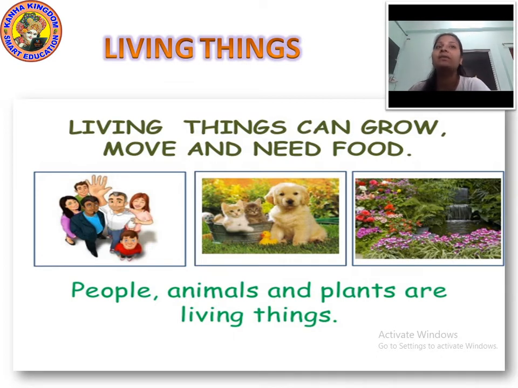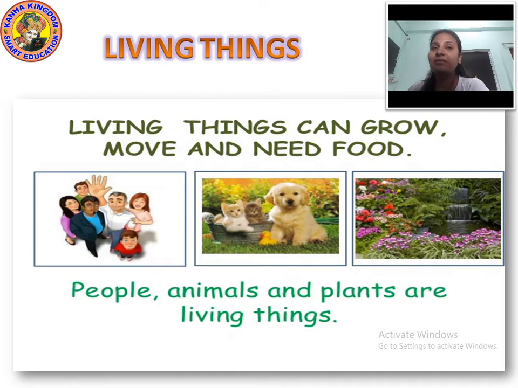Okay, so living things can move and living things need food. Okay, without food we will die. So living things need food. Okay, and people, animals and plants are living things. All the animals are living things. People means we human beings. Okay, we human beings are living things.